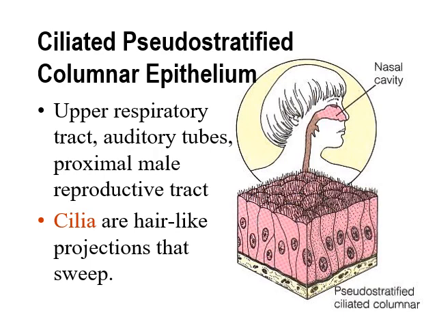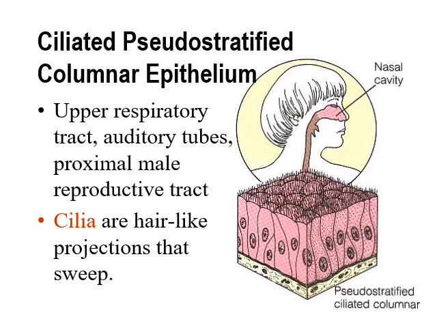Pseudostratified ciliated columnar epithelium is often called respiratory epithelium because it is present along the free surface of much of the respiratory tract, where it helps to sweep debris away from the lungs.